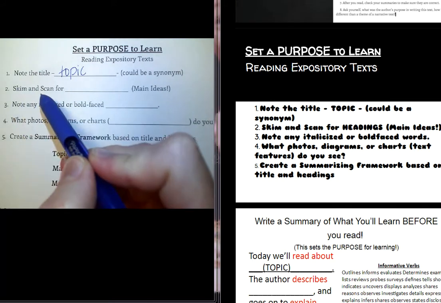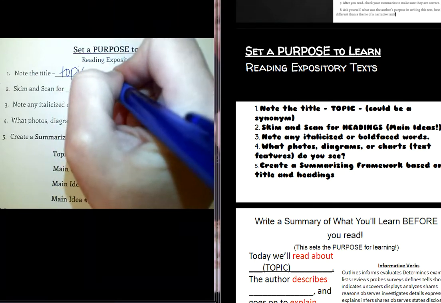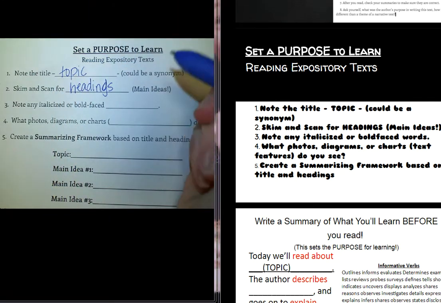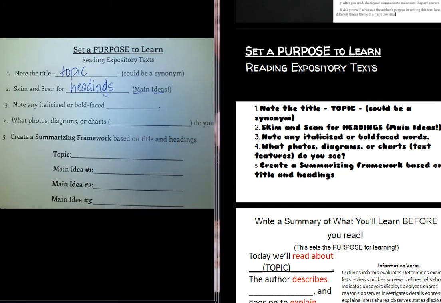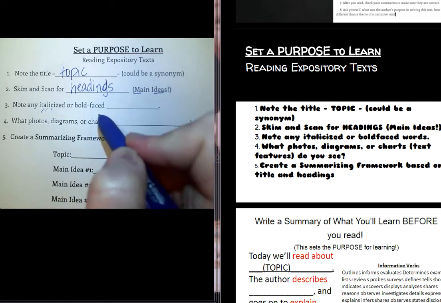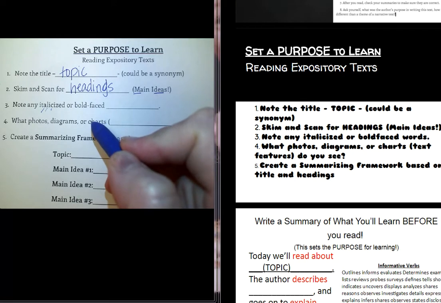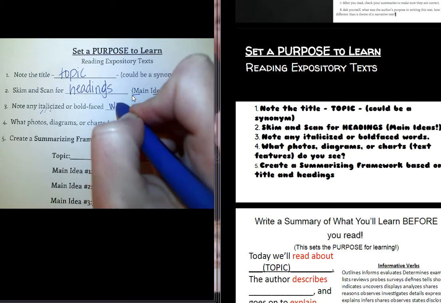You want to skim and scan for the headings. Headings are going to be the main ideas, and they're usually going to be in a bigger print, most of the time bolded, and you'll notice that in what we're going to read in just a minute. You're going to notice any italicized or slanted words and boldfaced words, when they're extra dark and bold. Like, for example, in the presentation, these are bolded words over here. So, words.